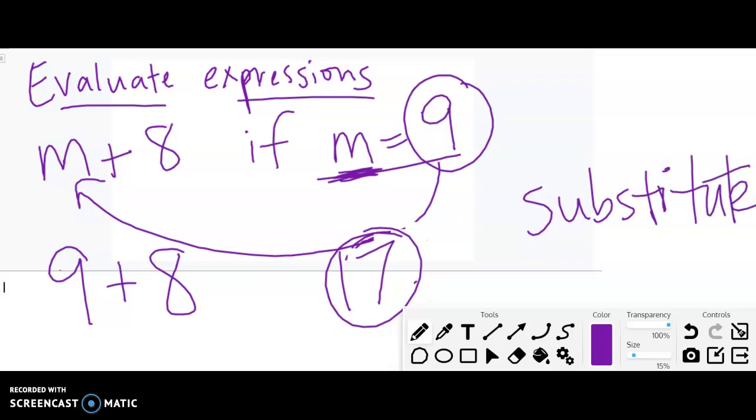Substitute means like taking the place of, like a substitute teacher takes the place of the actual teacher. Well, in this case, this number is going to substitute in for the letter, for the variable. More like in soccer, you substitute in a player, or football, or another sport.